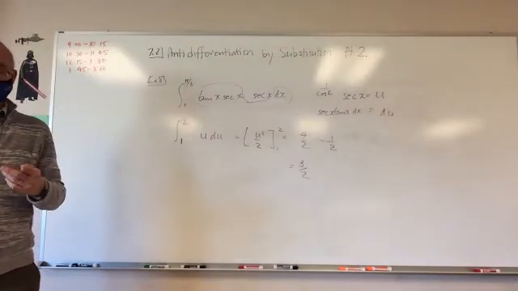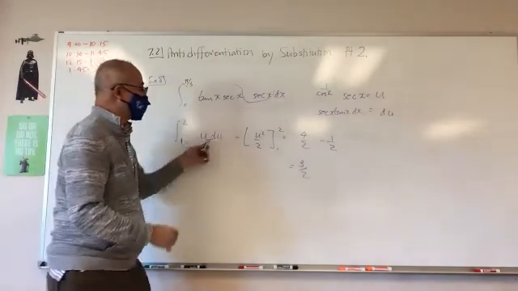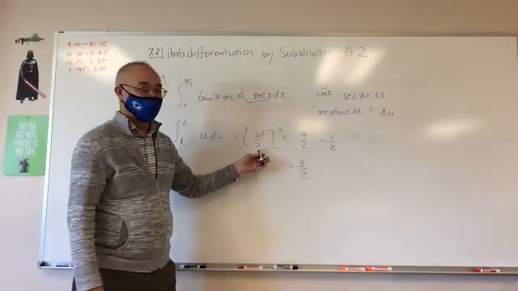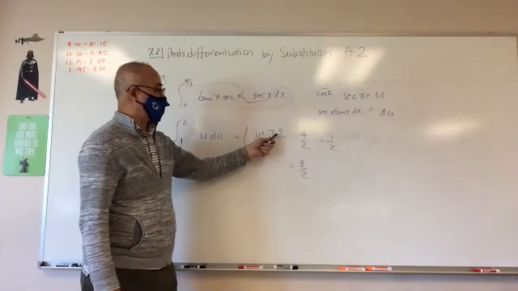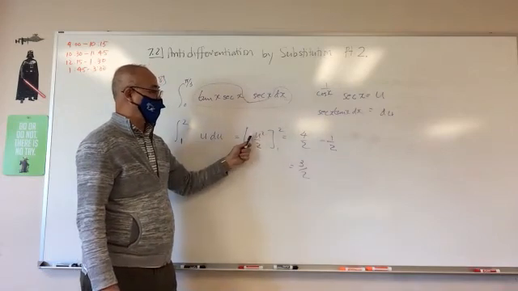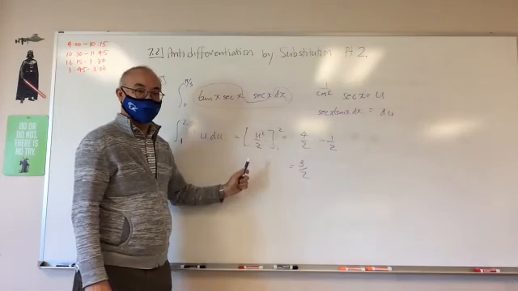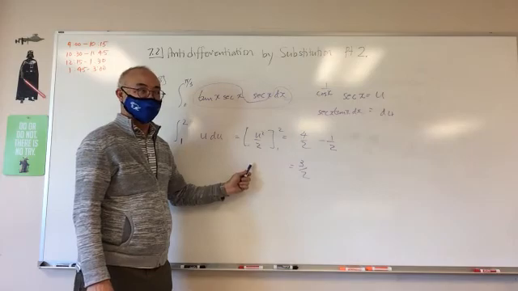Okay. Now, the good thing about this is that you do not have to replace back, because when u is equal to 2, I get 2 squared is 4. Right? Okay. All right.